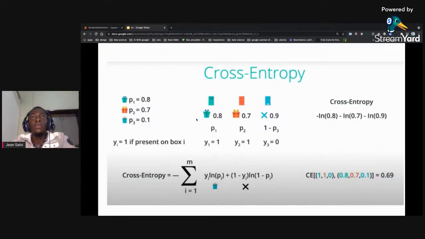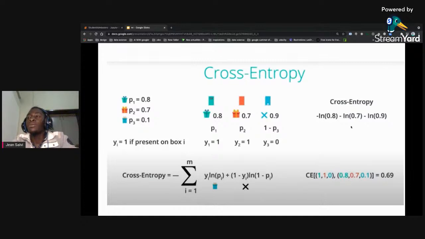So for us to come up with an error, we want to see how badly our model is doing. Let's say we don't have a gift in door 3, so that means it's 0.9, which is 1 minus p3, the probability of door 3 having a gift behind it. For the cross entropy, we have to take the summation of all this, which is the prediction plus 1 minus y1, which is going to be 0 if y is 1. Here y3 is 0, so that means this term is going to be 0 and this is going to be null, which is going to give a prediction of 0.